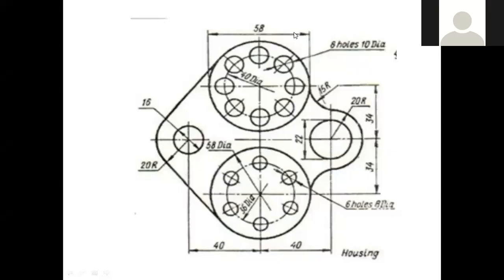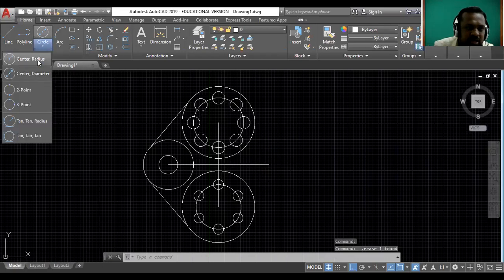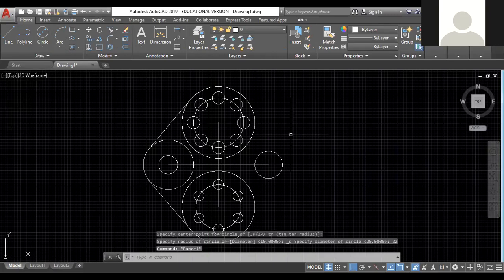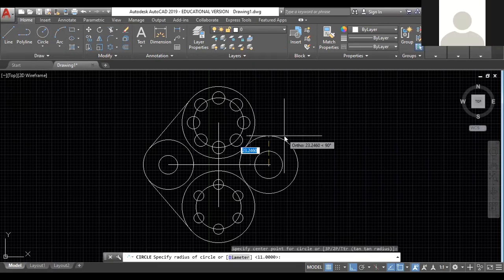One second, I will check whether it is correct. What is the diameter of this small circle? It is 22, right? 22, enter, and then we have to draw the radius of 20, right? Okay.